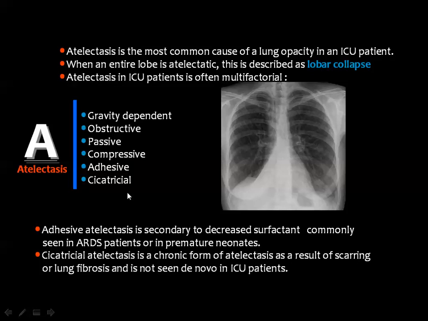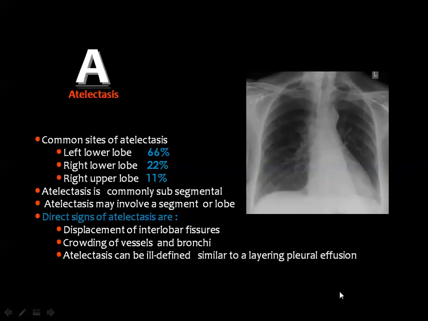The adhesive atelectasis is usually secondary to decreased surfactant and is commonly seen in acute respiratory distress syndromes as well as in premature neonates. The cicatricial atelectasis is usually the sequela of fibrosis and is not seen de novo in ICU patients. It's a long-standing disease or pathology.